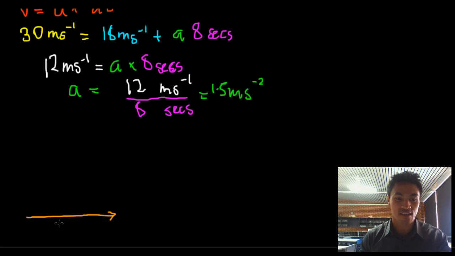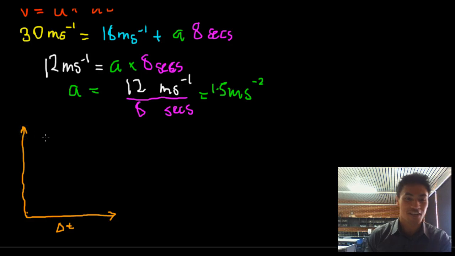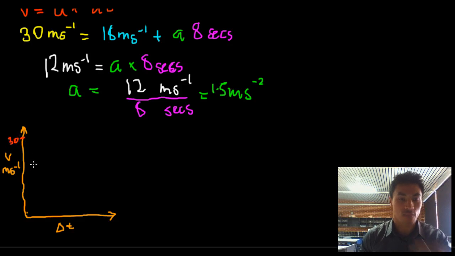Our x-axis is change in time, and that'll be in seconds. And our y-axis, Mr. Coombe cannot write very neatly, I will leave that, that's fine. Our y-axis is our velocity, and that'll be in meters per second. At time 0, let's say that this here is our max velocity, 30 meters per second.